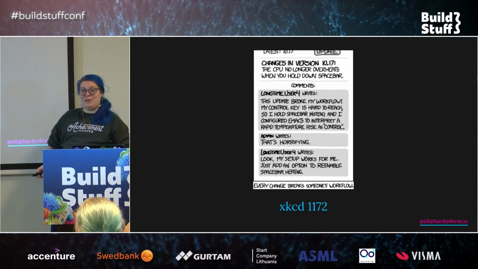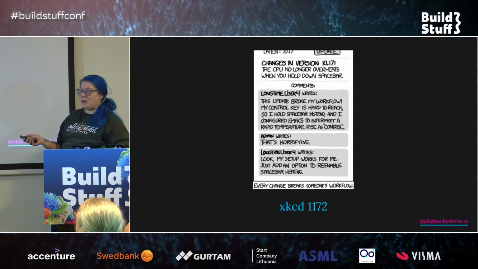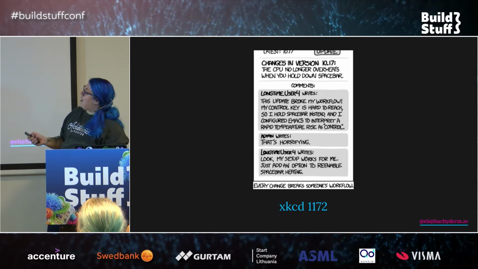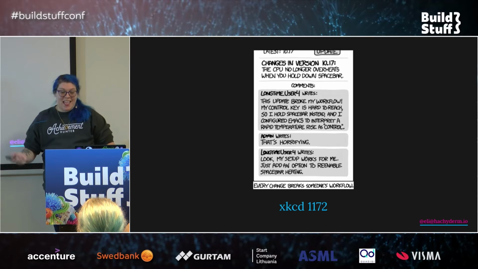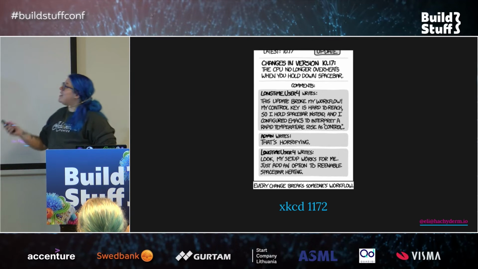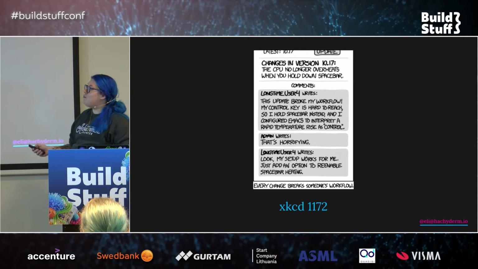So this is an example of high user inertia. Has anyone seen this comic before? Yeah, this is an XKCD comic describing a change to some software. CPU no longer overheats when you hold down the spacebar. And someone's complaining because it broke their workflow. My control key is hard to reach. I hold spacebar instead, and I configured Emacs to interpret a rapid temperature rise as control. And the other says, oh, that's horrifying. Look, my setup works for me. Just add an option to re-enable the spacebar heating. This is an unambiguously good change, but it still broke someone's workflow.